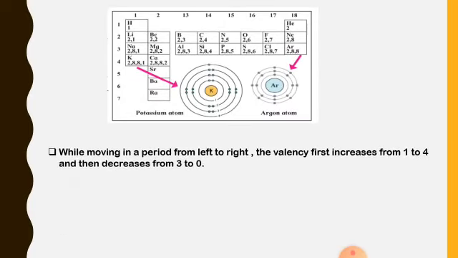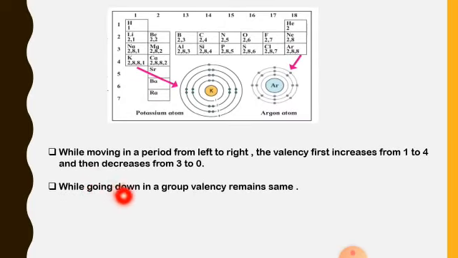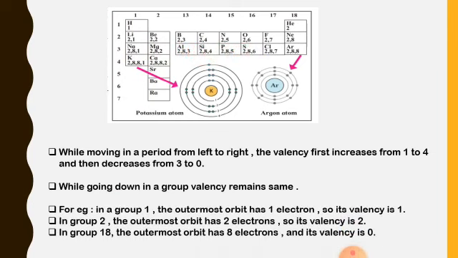The next point will be, while going down in a group the valency remains the same. Here you can see while going down the valency remains the same. The outermost orbit has the same electrons, so its valency remains the same. But in a period you can see the valency will be different. For example, in group 1 the outermost orbit has 1 electron, so its valency is what? 1. In group 2 the outermost orbit has 2 electrons, so its valency is 2.